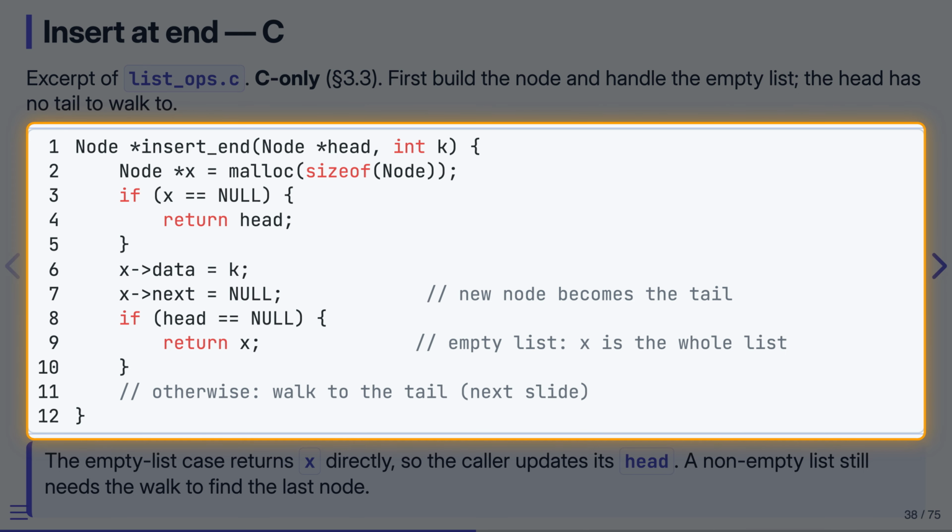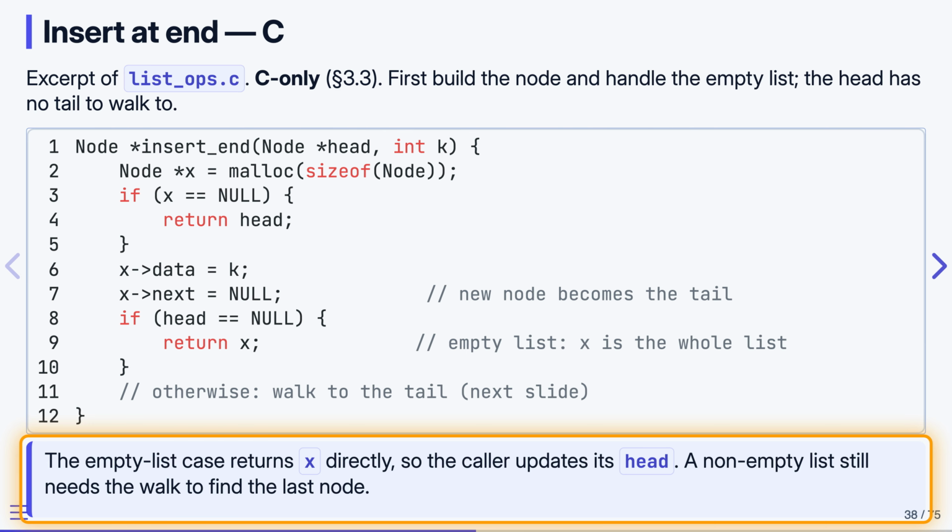If head is null, the list was empty, so X is now the whole list and we return it. In the empty list case, we return X directly, so the caller updates its head. If the list is not empty, we still need to walk to the last node. We do that next.